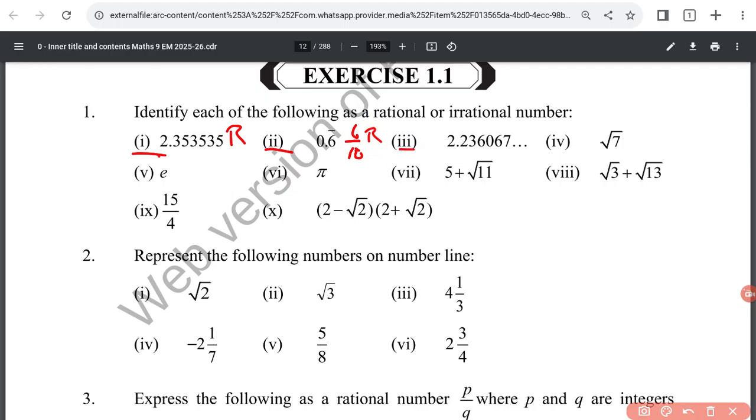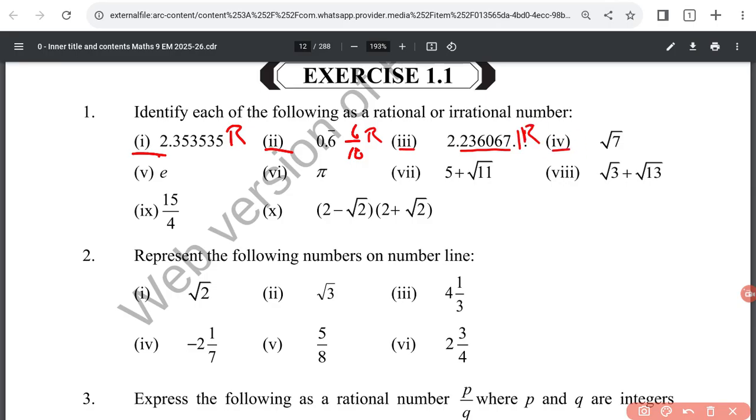If we talk about the third one, is 2.236067. It is non-terminating because these digits are not repeating, so it is a non-terminating and non-repeating decimal, so it is irrational. We represent irrational by IR.